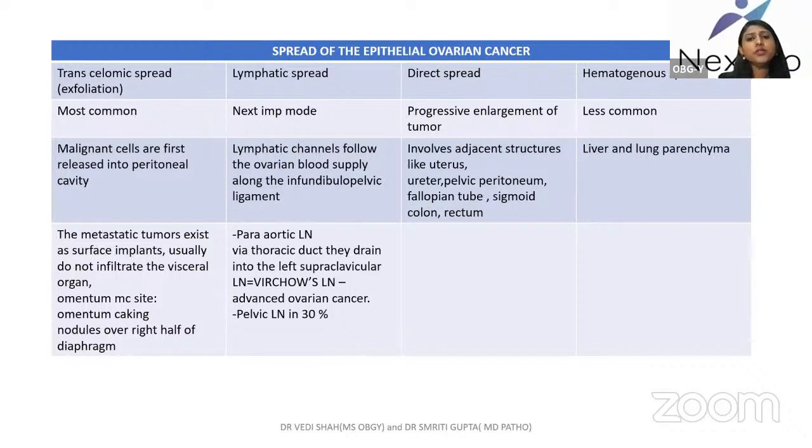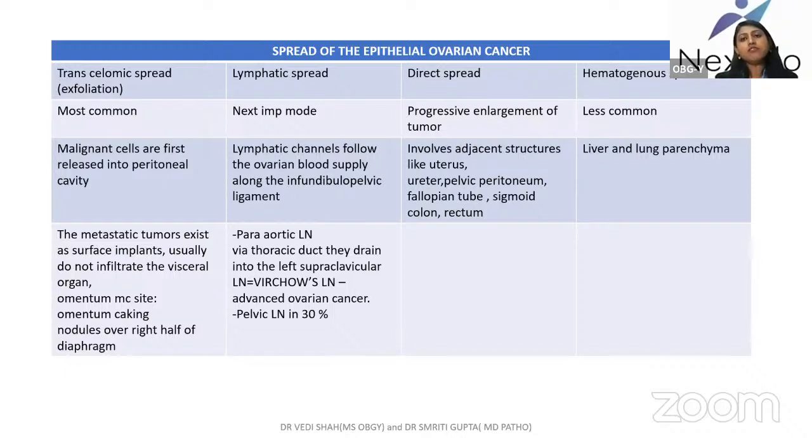Here the cells are released inside the peritoneal cavity, and they go and implant into the adjacent structures inside the peritoneal cavity, such as the omentum or even the surface of the intestine. These implants seed and lead to the development of tumors on those particular areas, and it leads to the formation of omental caking. The most common site is the omental caking.